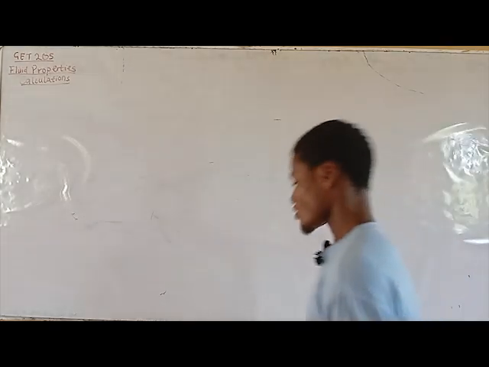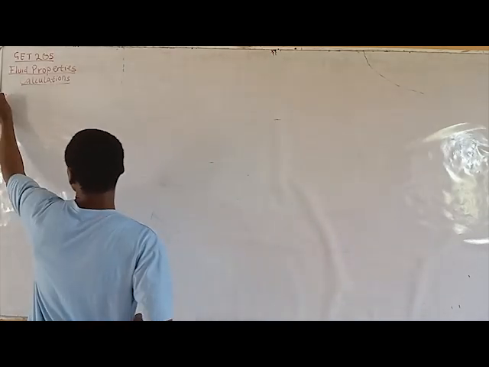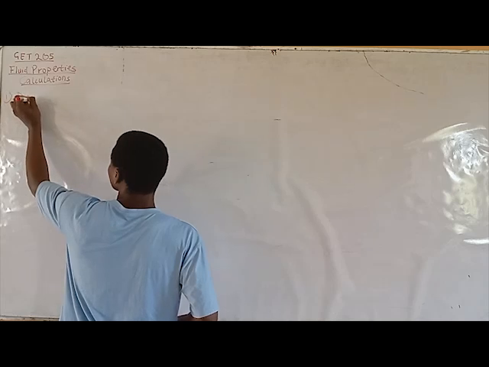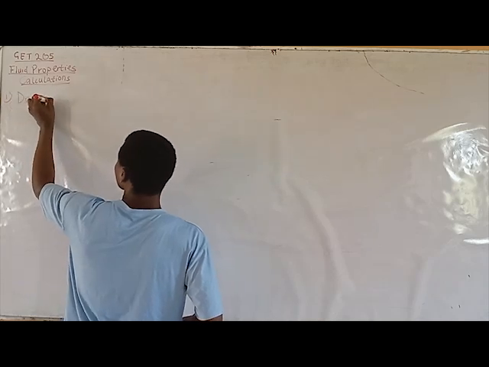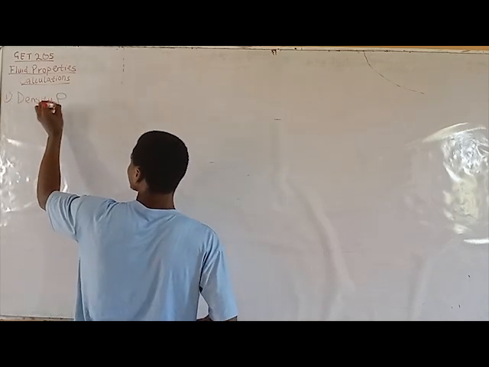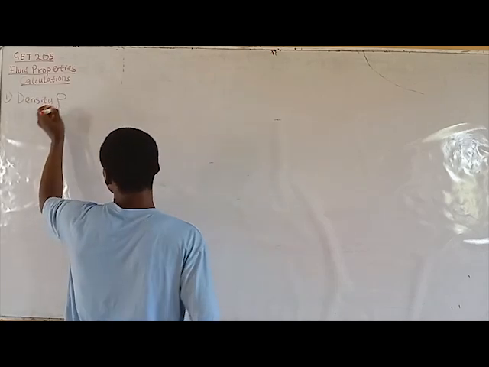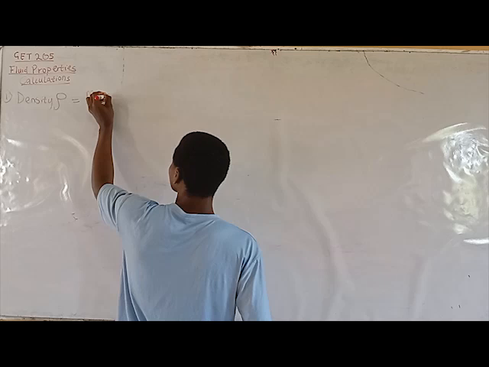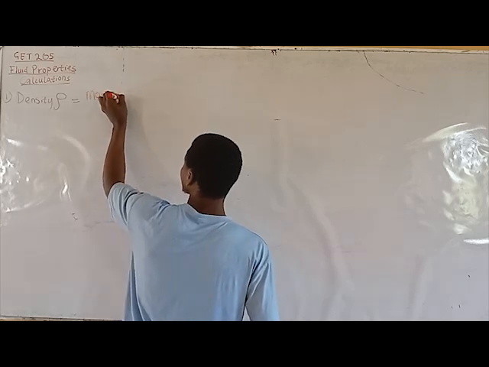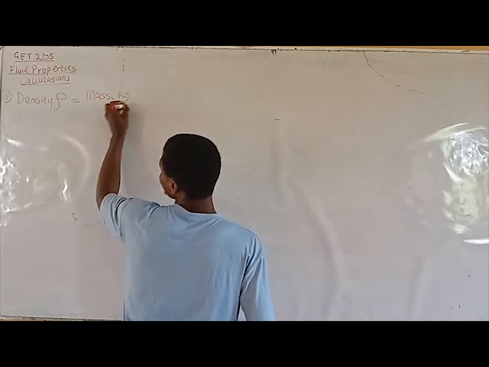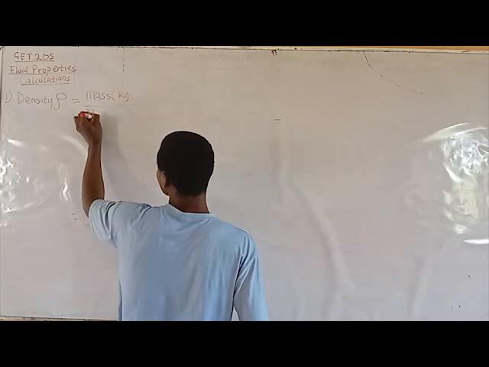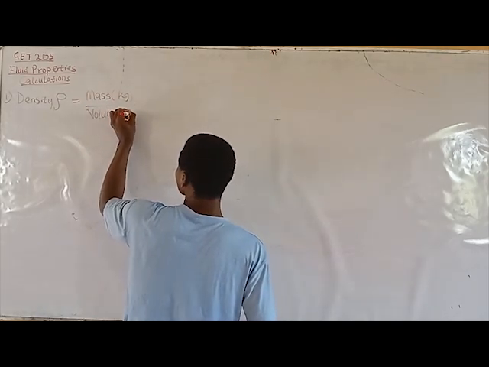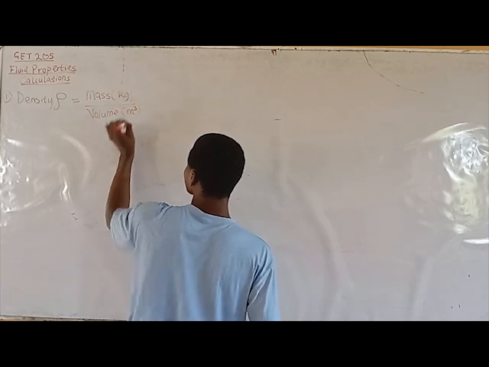Density. We know that density, denoted as this, equals to what? Mass, measured in kilograms, divided by volume. Volume measured in meters cube.